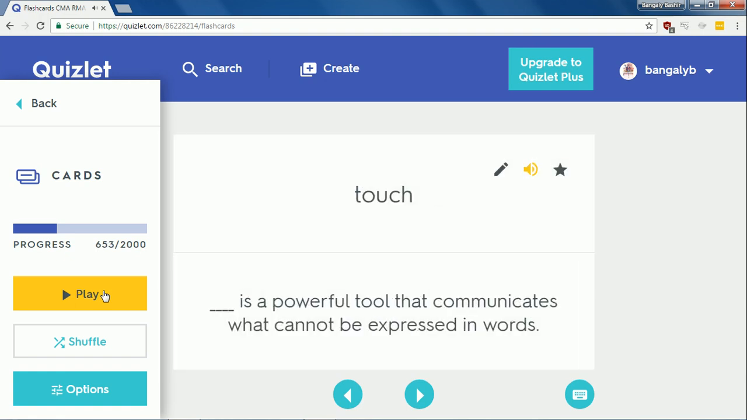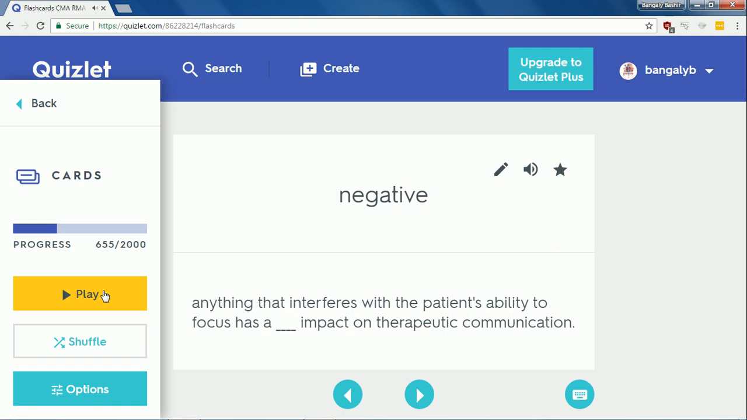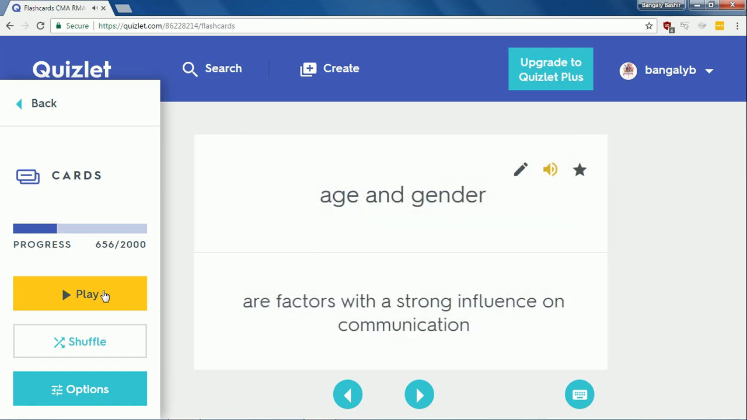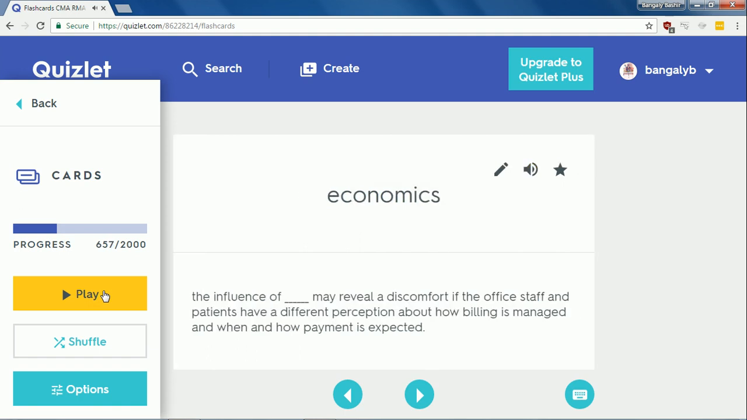Touch. Touch is a powerful tool that communicates what cannot be expressed in words. Perception. Learning to use touch involves the ability to sense another's attitudes, moods, and feelings. Negative. Anything that interferes with the patient's ability to focus has a negative impact on therapeutic communication. Age and gender are factors with a strong influence on communication.